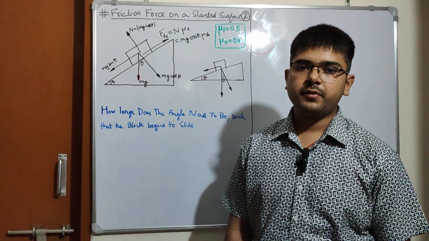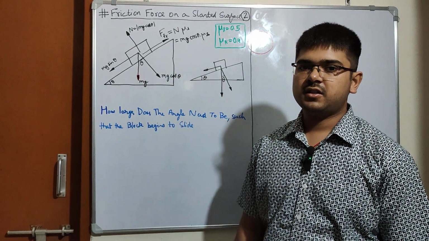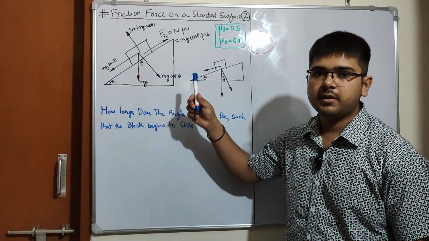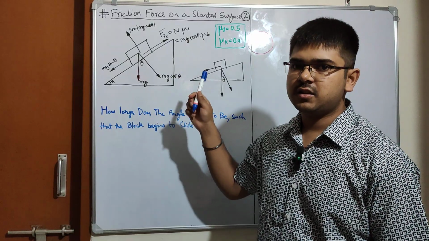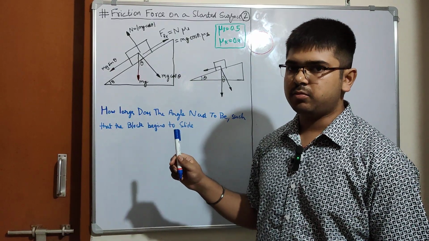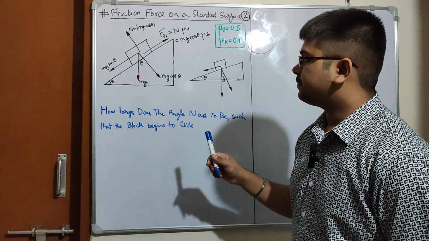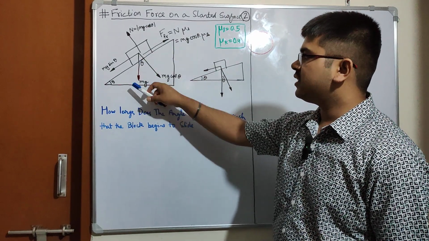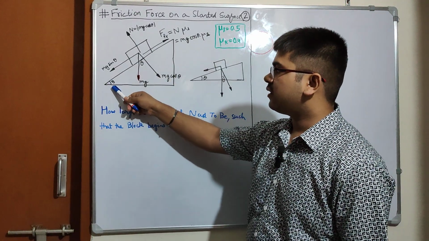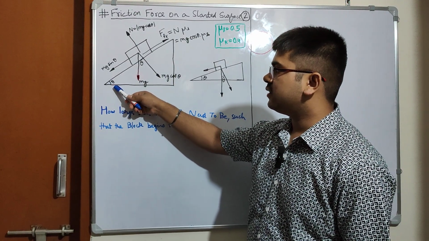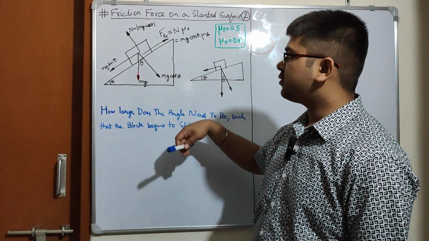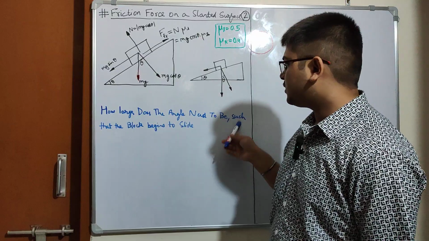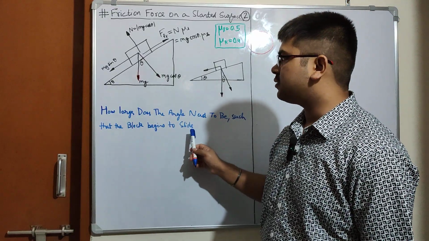Today we will be continuing from the last video that we had studied, that is friction force on a slanted surface. This is a slightly different case than the previous video that I had uploaded. In this case we have a mass m on a wedge at an angle theta, and we have to calculate how large the angle needs to be such that the block begins to slide.